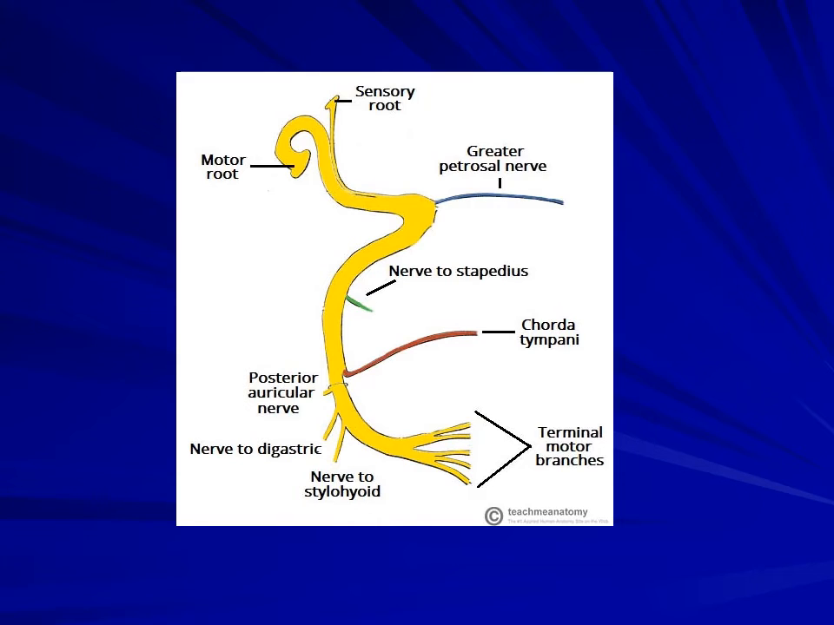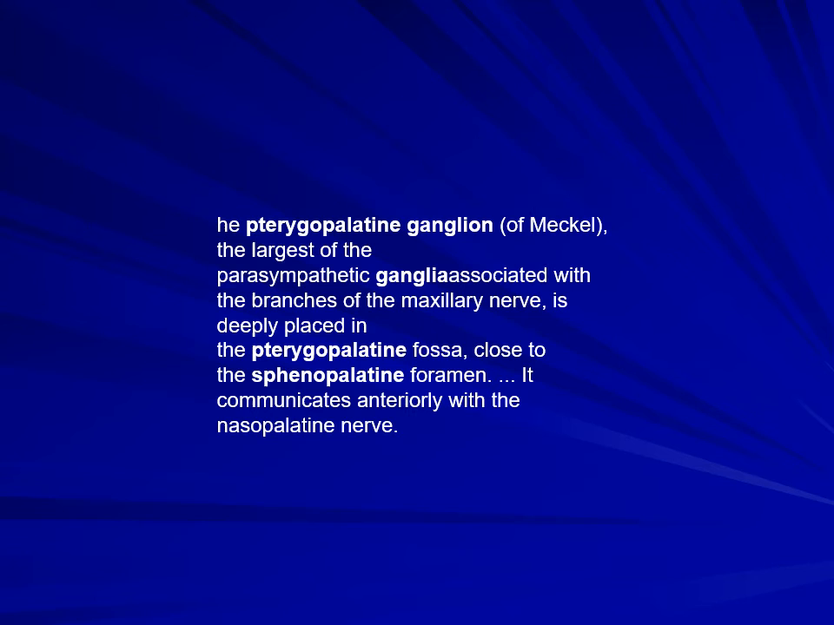We are concerned with the greater superficial petrosal branch, which will join the deep petrosal nerve. The pterygopalatine ganglion of Meckel is the largest parasympathetic ganglion associated with branches of the maxillary nerve, deeply placed in the pterygopalatine fossa close to the sphenopalatine foramen, and it communicates anteriorly with the nasopalatine nerve.